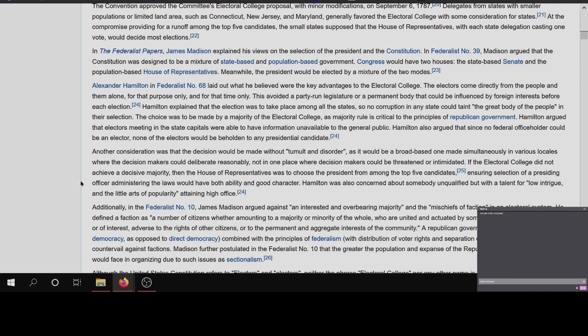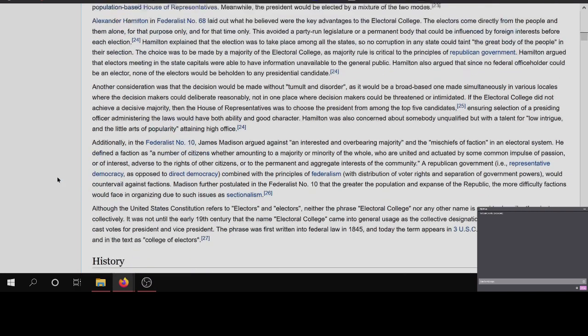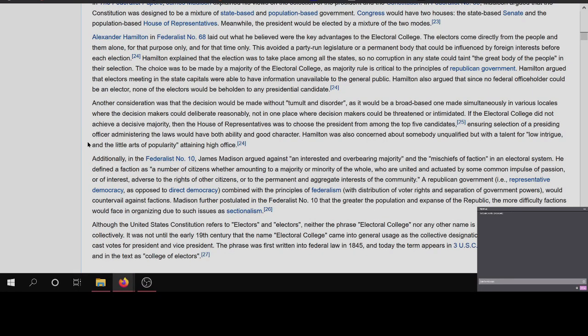Hamilton was also concerned about somebody unqualified but with a talent for low intrigue and the little arts of popularity attaining high office. So this is also ensuring it is not someone winning just for the sake of being popular, or because they did something to win that popularity, but someone who could actually achieve the merits of other politicians. And yeah, this is how Hamilton viewed it.